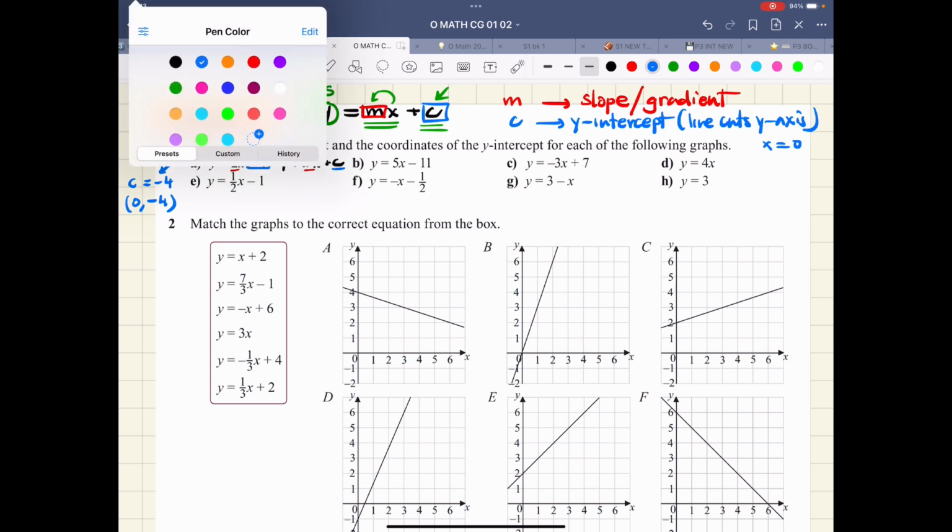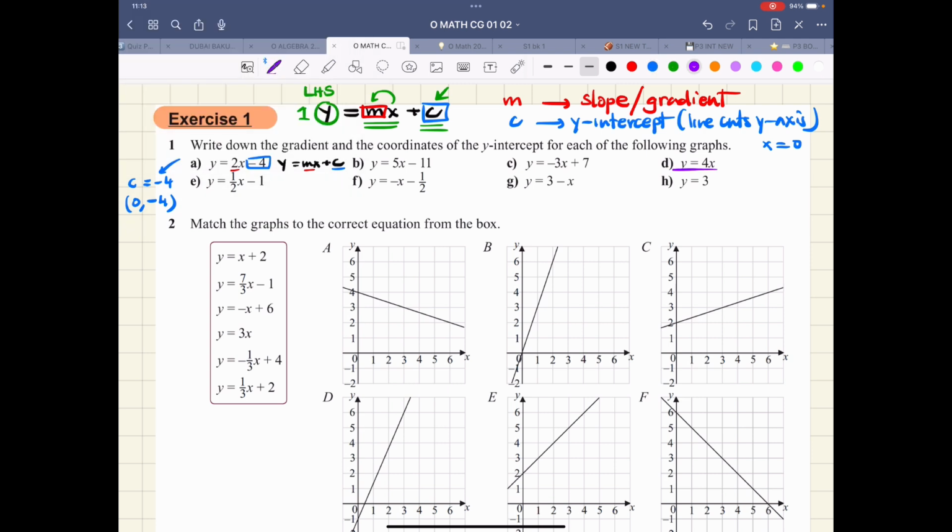Something like this. The equation y is equal to 4x. This is 4x plus 0. The coefficient of x is 4. Therefore, m is 4 and the y-intercept is 0. In other words, the line passes through the origin. What about this one? Y is equal to negative x, negative half. Right underneath it, y is equal to mx plus c. So therefore, the value of m is negative 1. That is the coefficient of x. The y-intercept is negative half, and the coordinate of the y-intercept is 0, negative half.